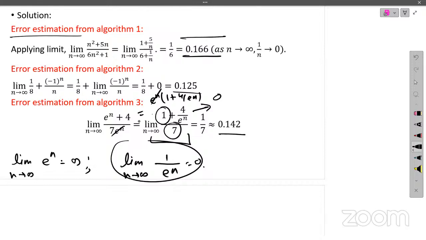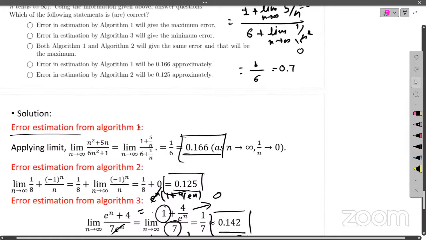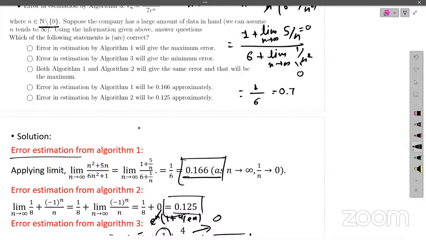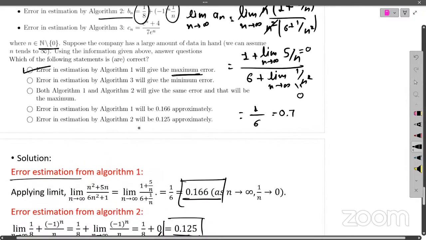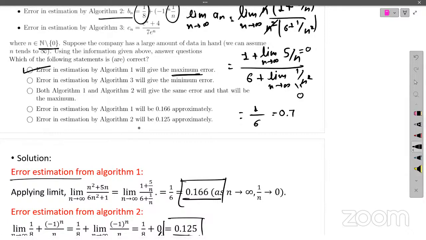So that means the first algorithm makes error 0.166, the second is 0.125, and the third one is 0.14. So which algorithm gives us the maximum error? It will be algorithm number 1. So that's why the first option is correct. Error estimation by algorithm 1 will give the maximum error. Error estimation by algorithm 3 will give us the maximum error.